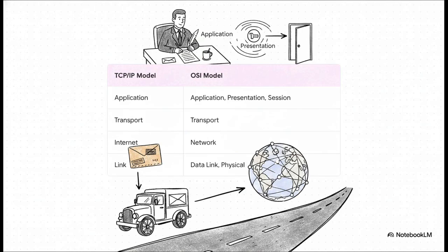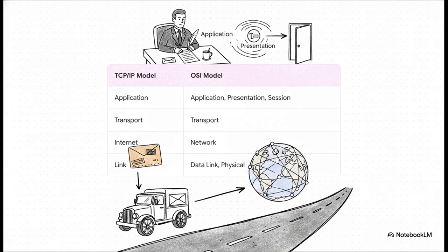You absolutely must be able to compare the modern 4-layer TCP/IP model with the older but highly detailed 7-layer OSI model. Notice how the top 3 layers of the OSI model are totally squashed into just the application layer in TCP/IP. To really understand those OSI layers, think of a real-world corporate mailroom.